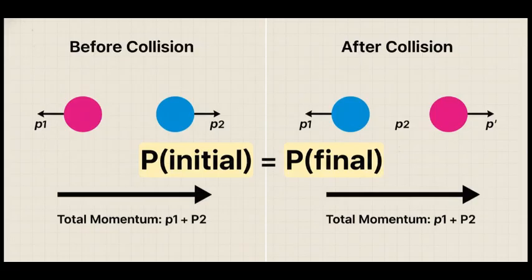So here's what that looks like in the language of math. The total momentum before the collision, that's the whole sum on the left side there, is exactly equal to the total momentum after.